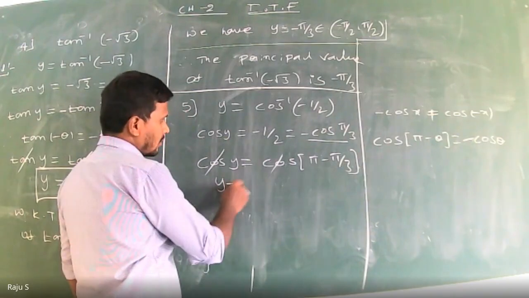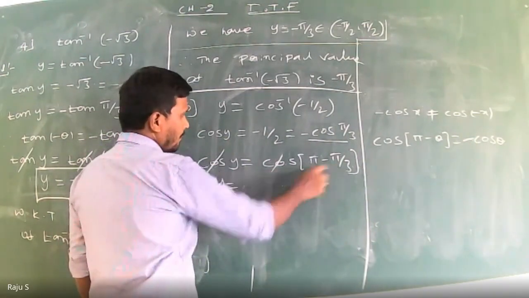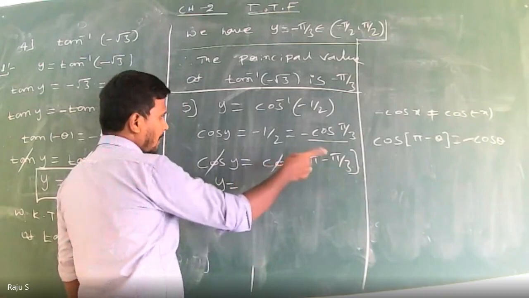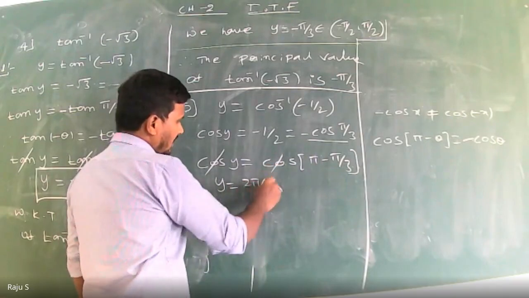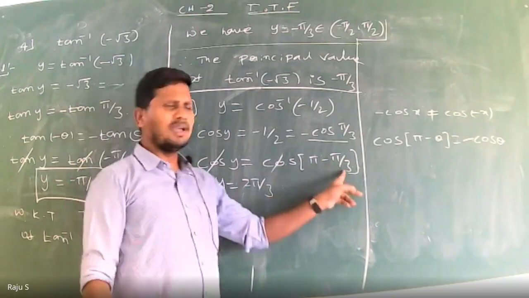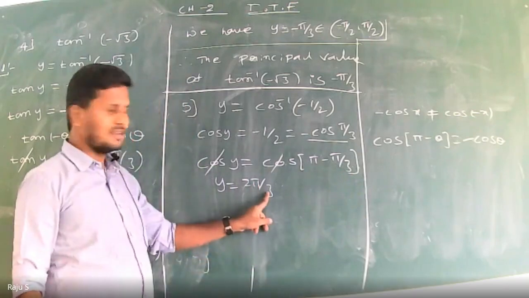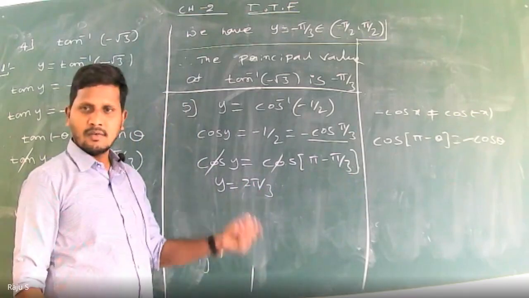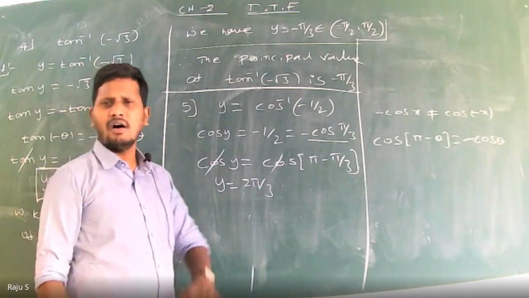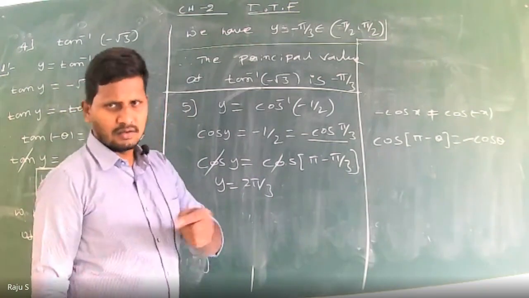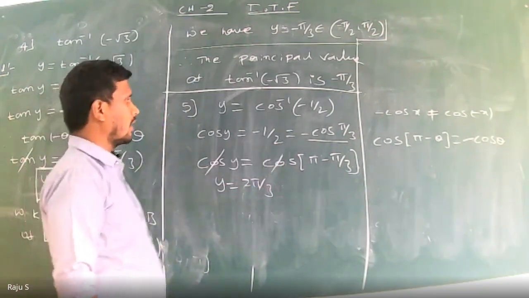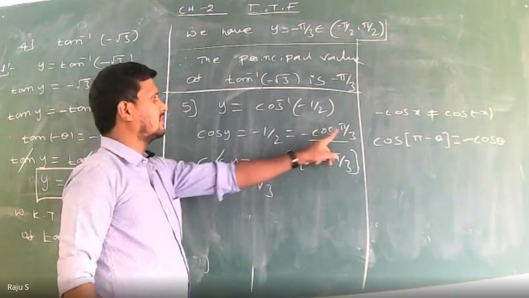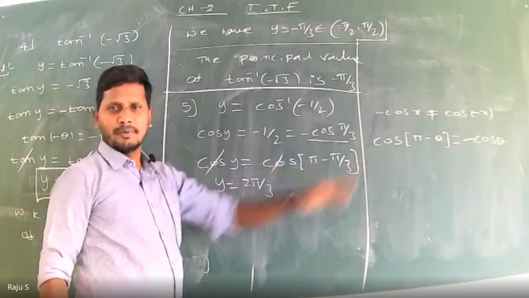So y is equal to 3 pi minus pi, that is 2 pi by 3, that is 120. 180 minus 60 is 120. Pi by 3 is 60. 2 into 60 is 120. All are simple questions, other than one or two questions. So we should not take the minus inside, so that we can use that property.